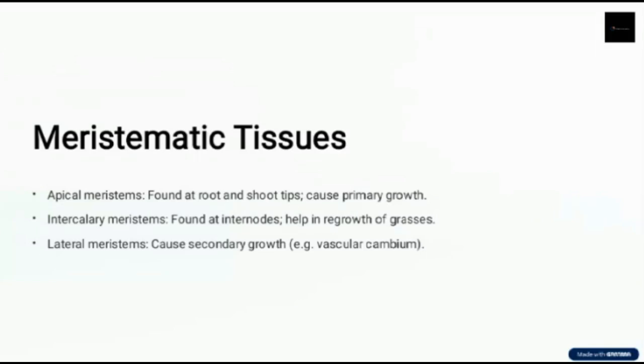Apical first of all means at the end of something. So what does it do? It allows the root to grow deeper, and the tip of the shoot to continue growing tall. So it allows linear growth.